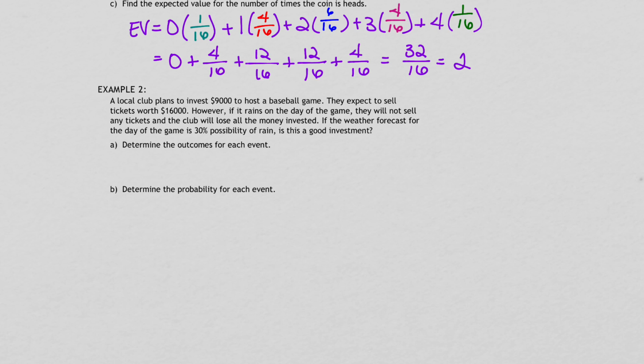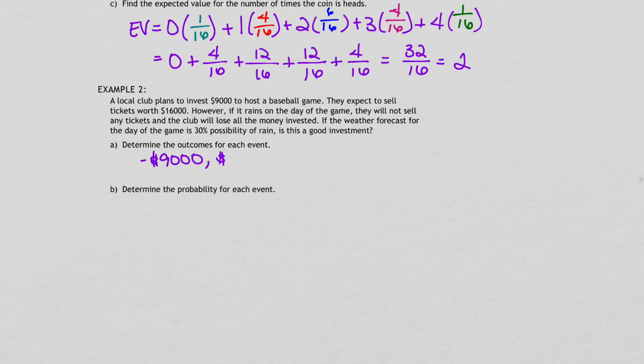Either it's going to rain or it's not. It wants to know what are the outcomes. Now the outcomes are how much money you're going to get or not get. So there's the possibility that it's going to rain and they're going to lose $9,000. Or there's the possibility that it's not going to rain and they're going to gain $16,000. Okay? You see why I'm saying that?